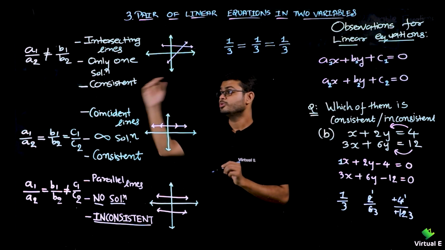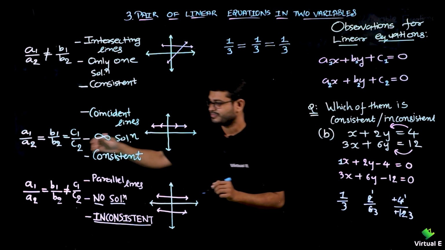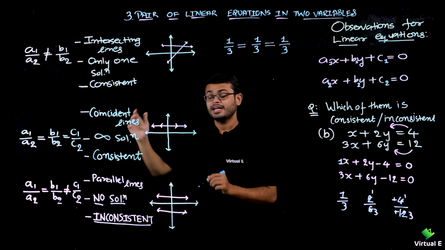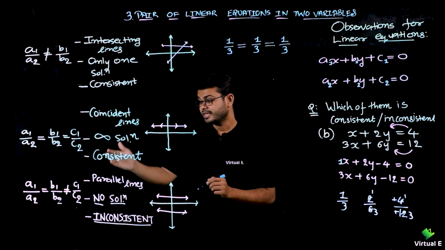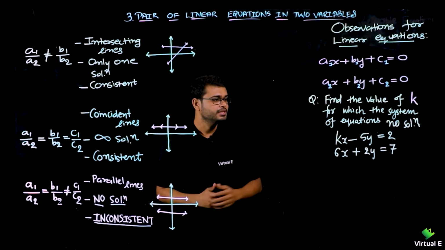Now decide which is the case. Okay, first is not the case. Yes, second it is. All three ratios are equal. Coincident lines. It has infinite solutions. So I can say that it is consistent. So let's discuss one more example.